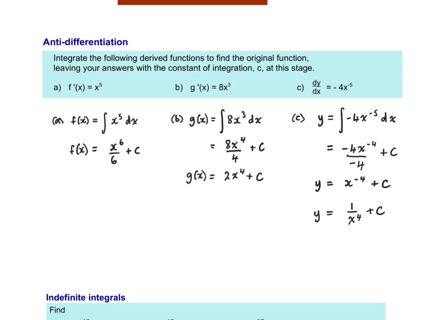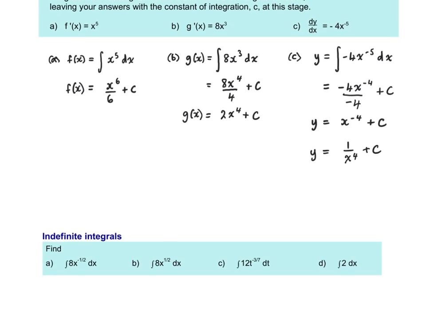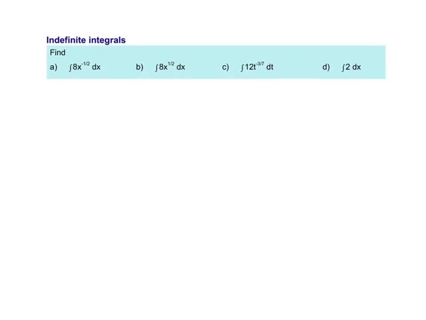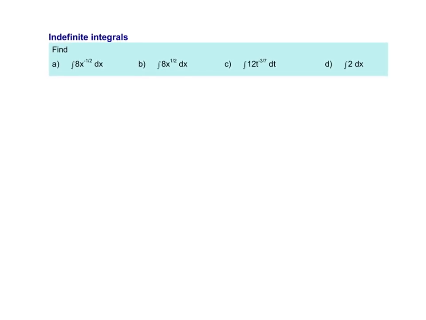Okay, we're now going to look at some slightly different examples, slightly trickier I suppose because they've got some fractional indices and the notation is slightly different, but the maths we're doing is exactly the same. Okay, so we're going to look at these 4 examples here. This time it doesn't have all the stuff about finding the original function, etc. It's basically just asking us to integrate these functions. So let's look at the first one.